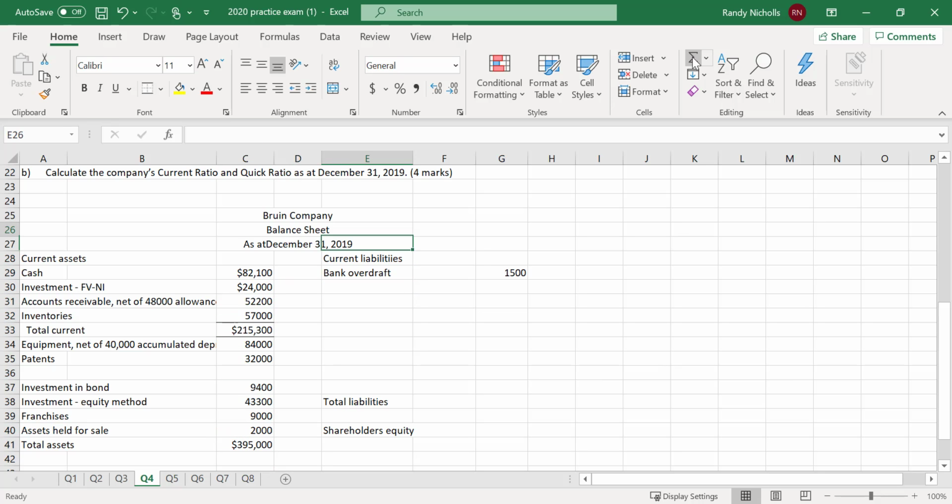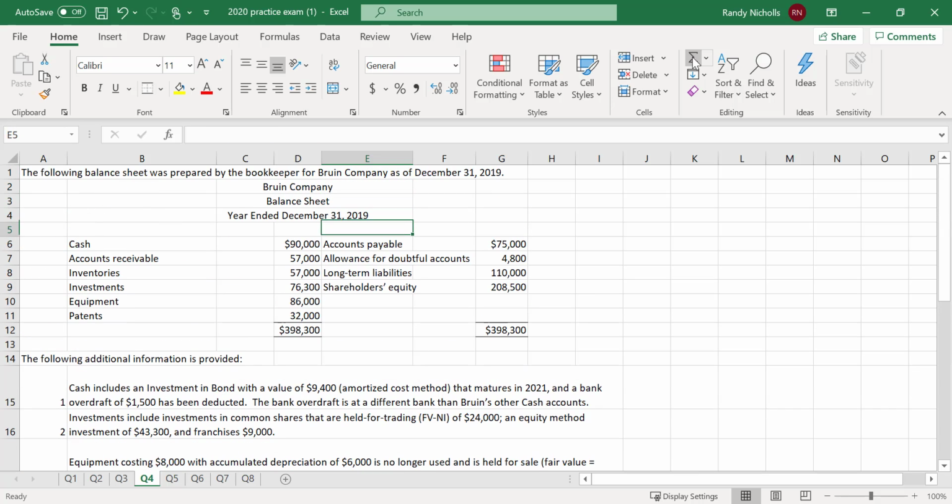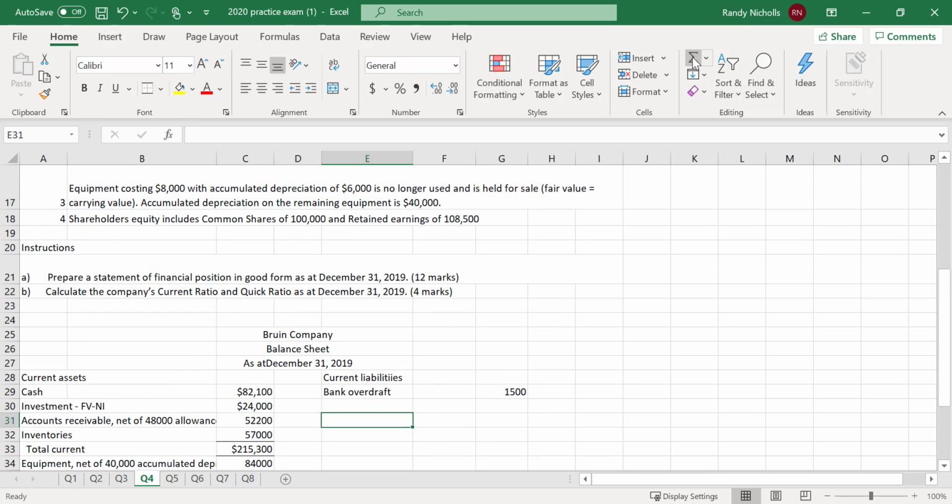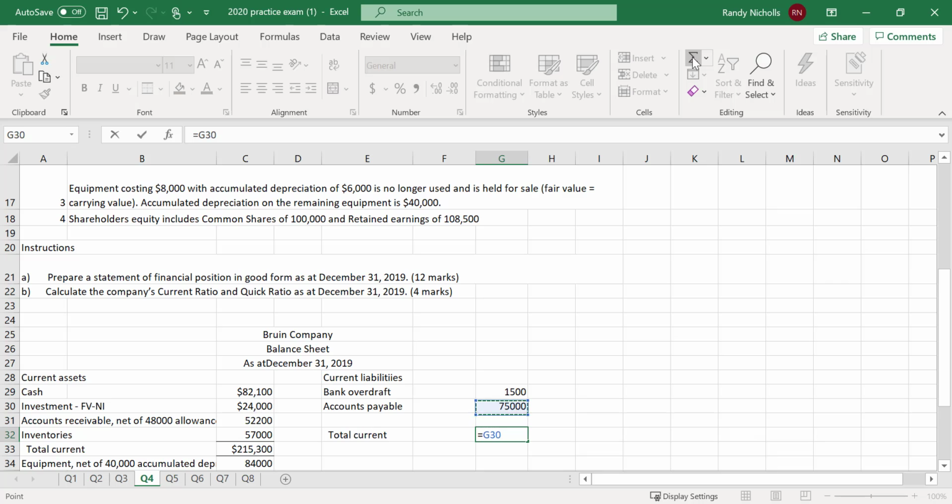My liabilities, I've got that bank overdraft. I've got accounts payable of 75. Again, don't use AP here. This is a financial statement. It's a public document per se. So we should have some decent formatting. I'm not going to be too anal, but total current, because the only other liability I saw was long-term debt.